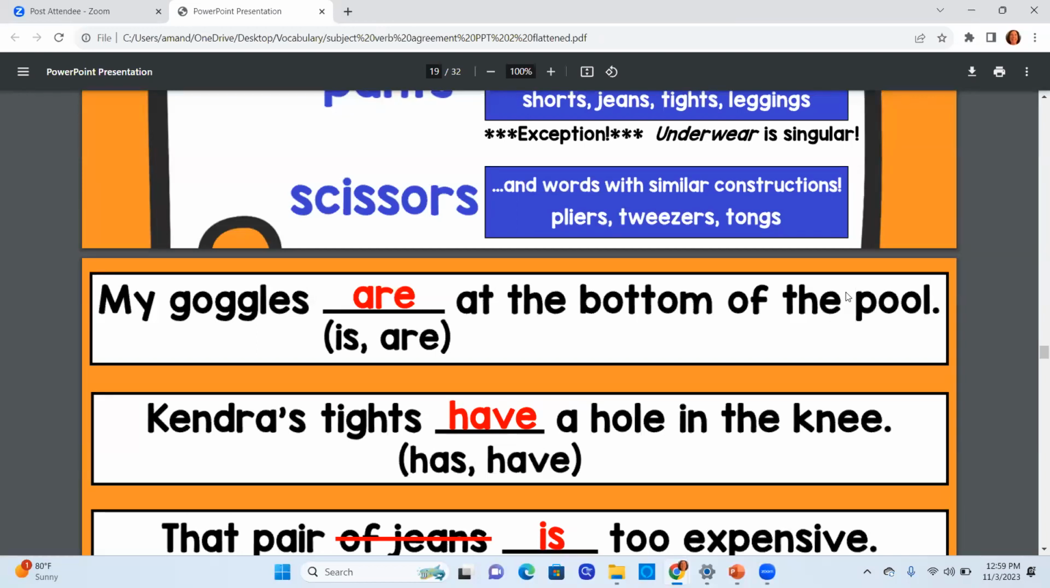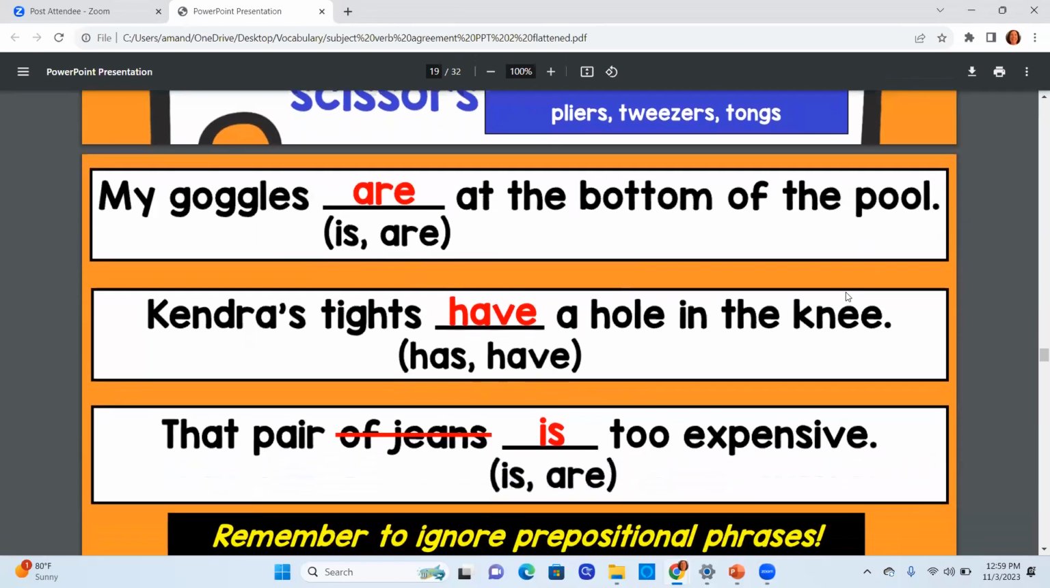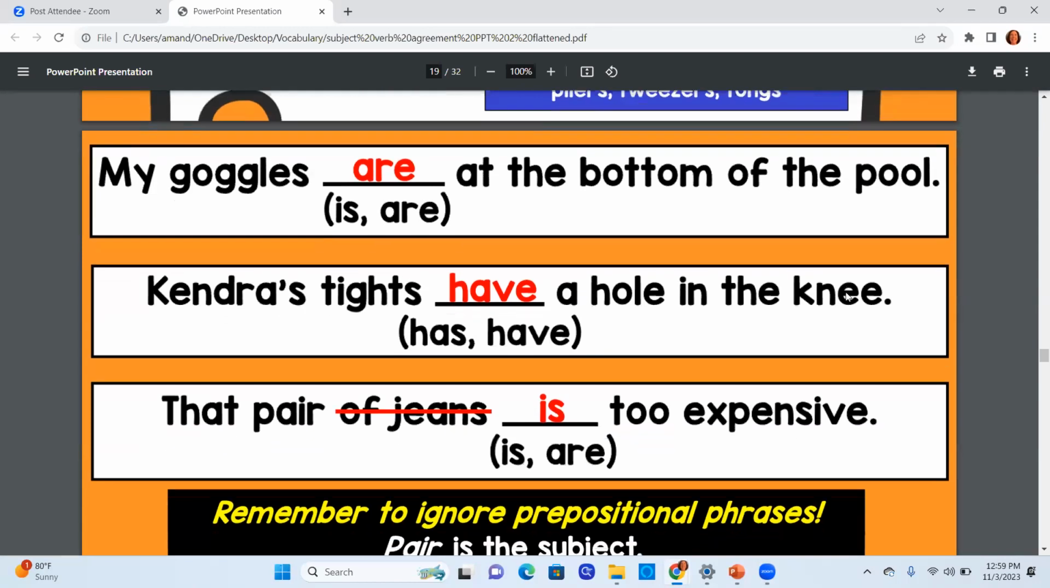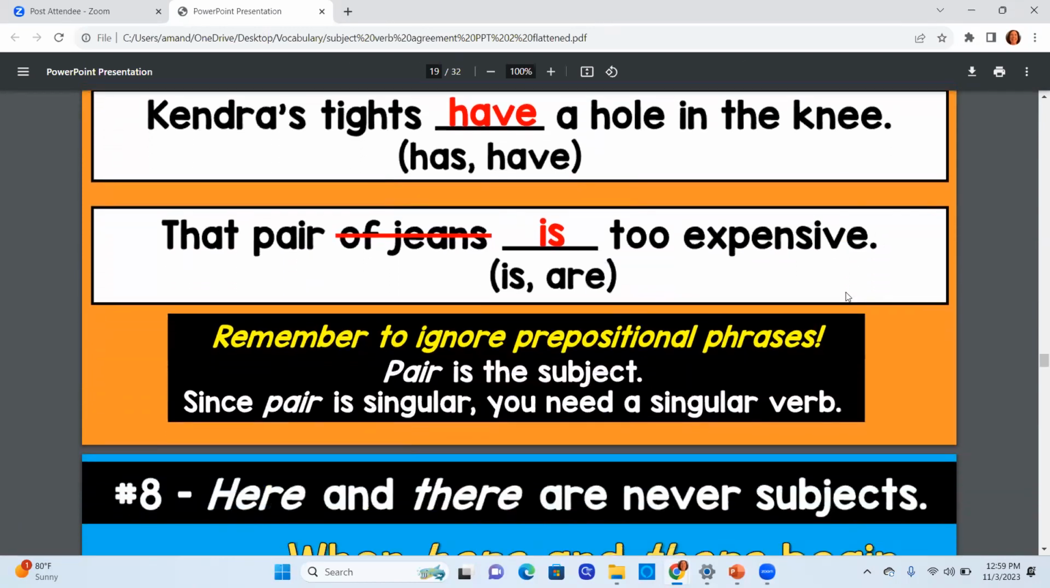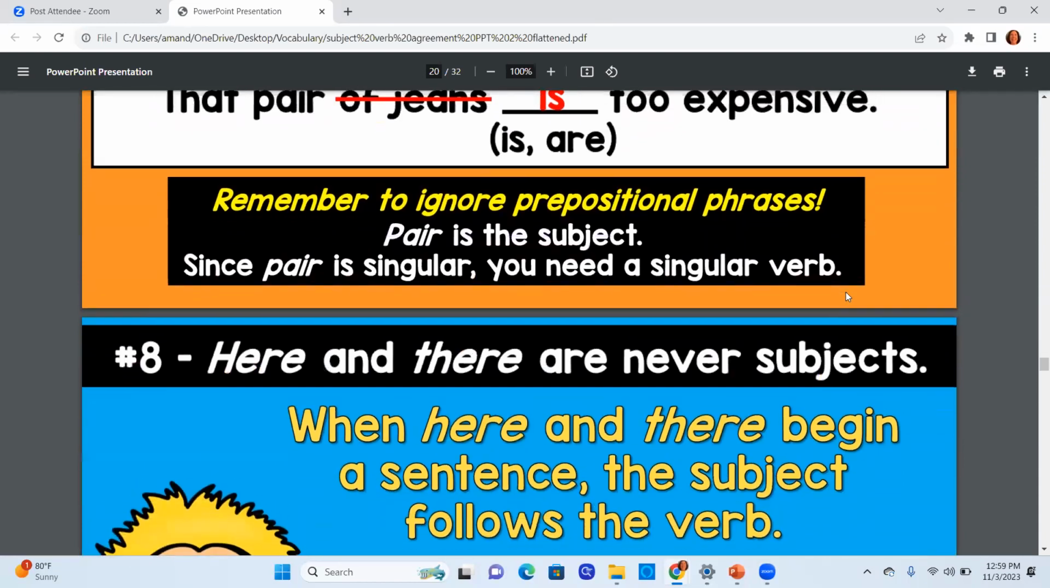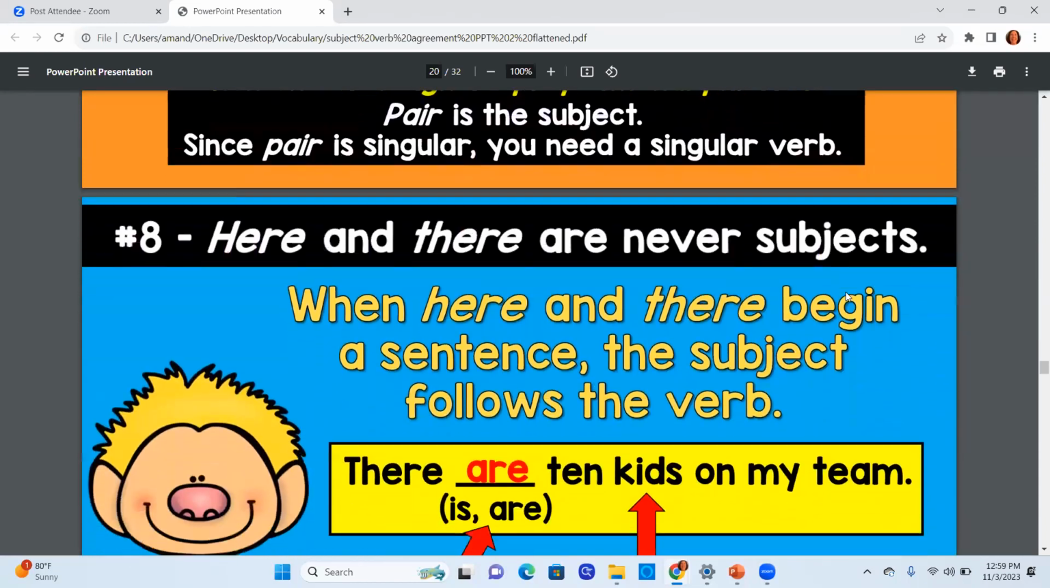My goggles are at the bottom of the pool. Kendra's tights have a hole in the knee. Of course, we want to take out the prepositional phrase and we can say that pair is too expensive. And of course, pair is the subject. Pair is singular. You need a singular verb.